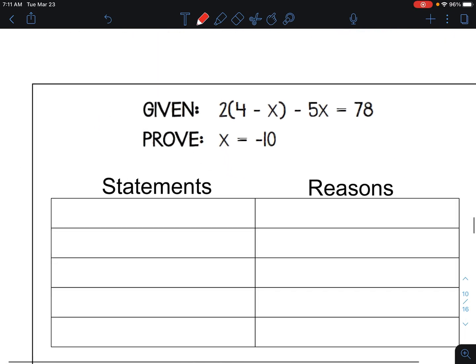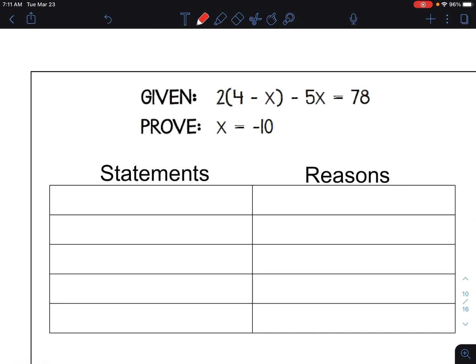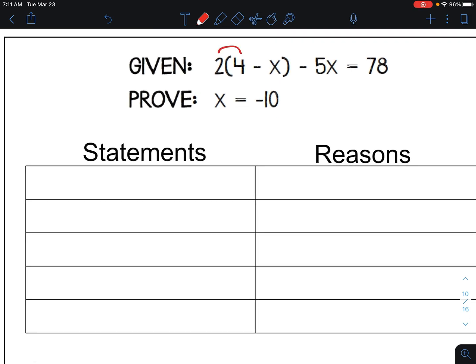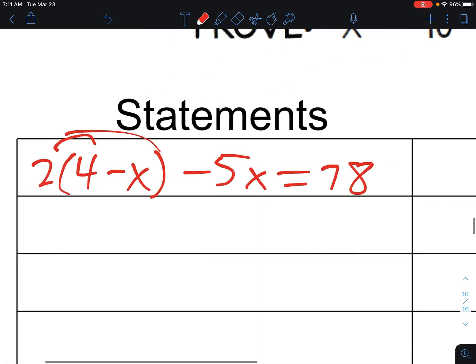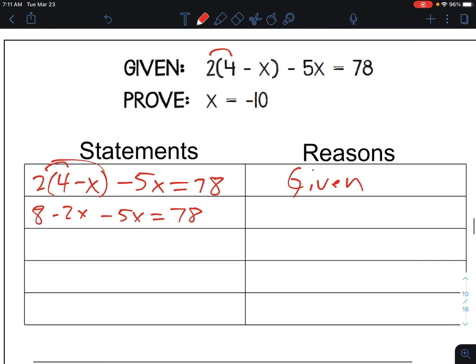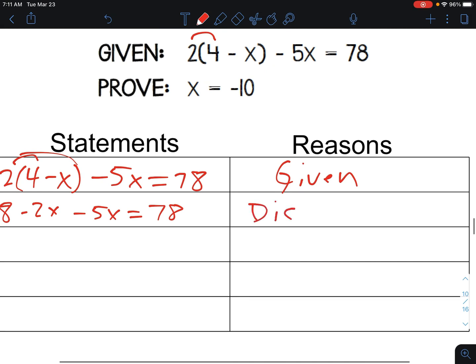All right, this one has got some cool steps to it, some different ones. So we're going to distribute, well, what am I doing? Right. Now, what you could do is solve this problem on the side and then write your steps in too. All right, so that's given. We're going to multiply that 2 through, so that's going to be 8 minus 2x minus 5x equals 78. We call that the distributive property.